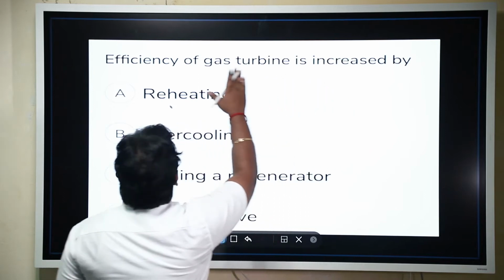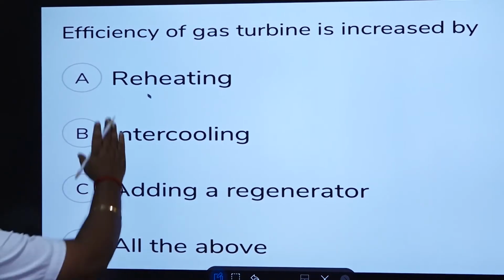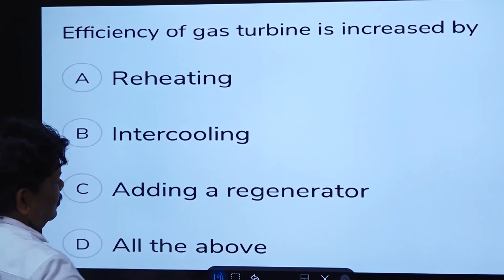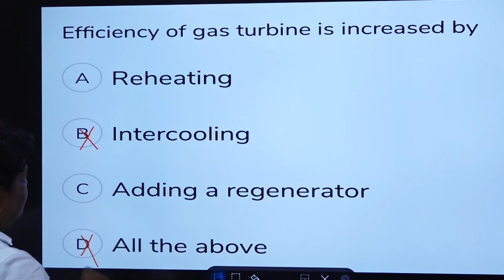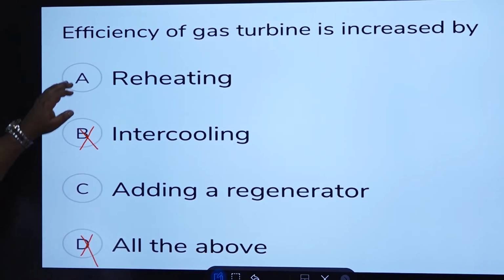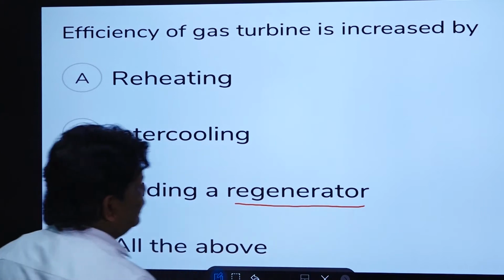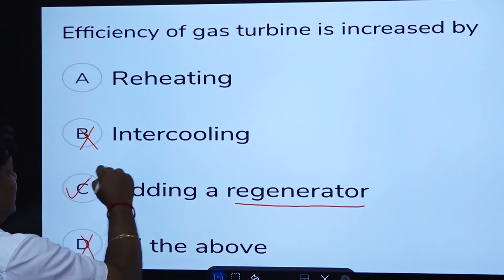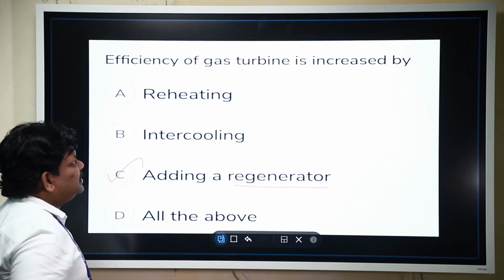The next one is: the efficiency of the gas turbine is increased by, either reheating, or intercooling, or maybe reheating and adding a regenerator. We know that efficiency increases with the help of a regenerator. So this is the right answer: adding a regenerator.